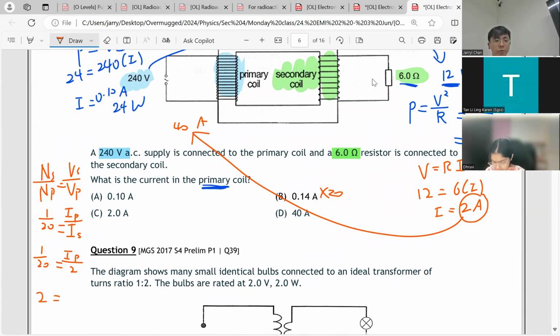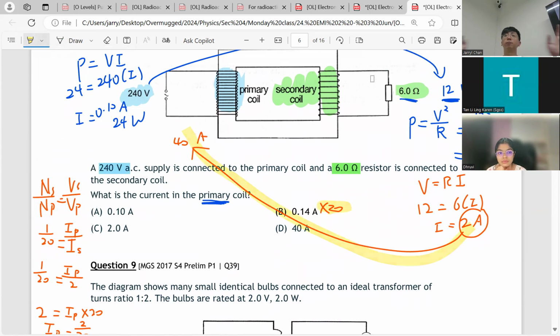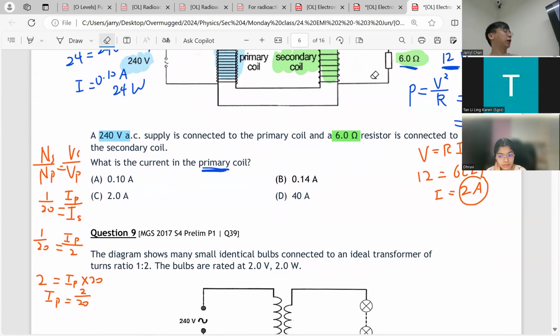Cross multiplication, 2 equals IP times 20. IP equals 2 over 20. Something mathematical went wrong somewhere, but this approach is okay. So to emphasize again, because I thought Oliver was doing this, if any of you did times 20 from here to here, this is wrong. Because the number of turns is not directly proportional to the current. In fact, it's inversely proportional. So let's not venture into it. But this orange color approach by Olivia is perfectly okay.